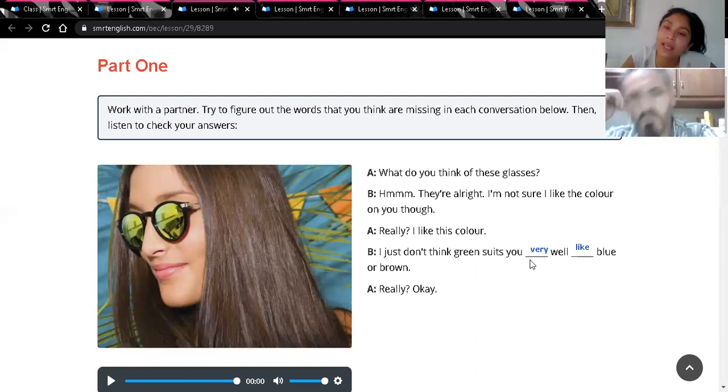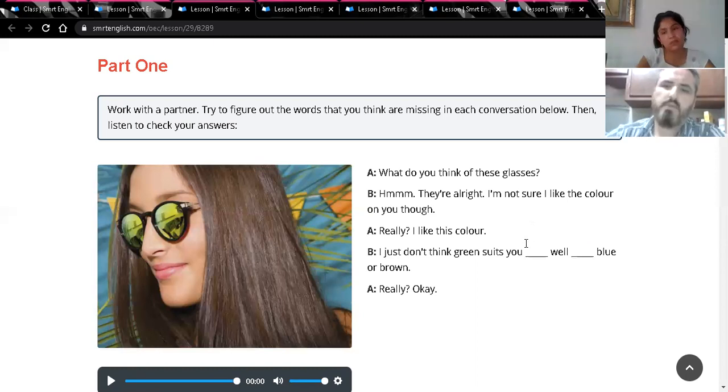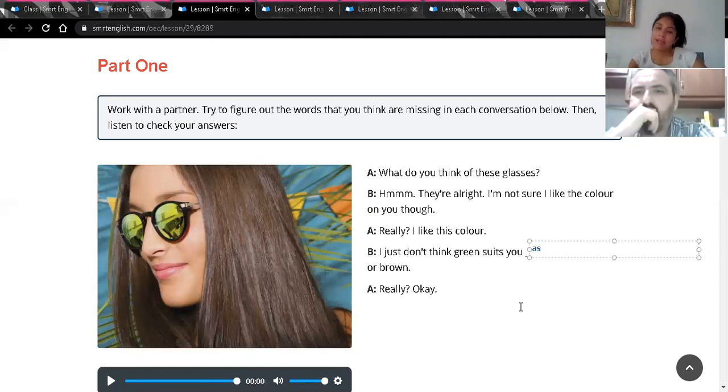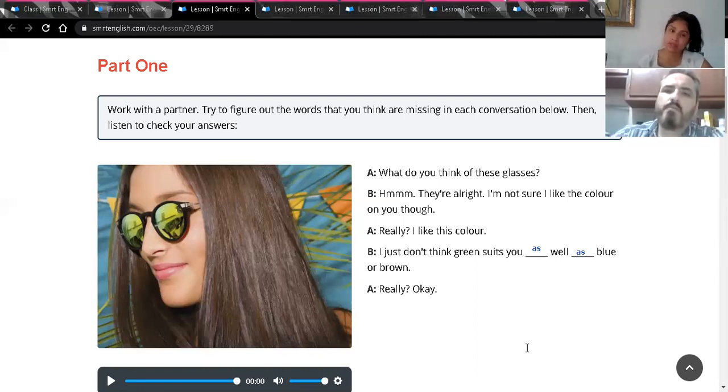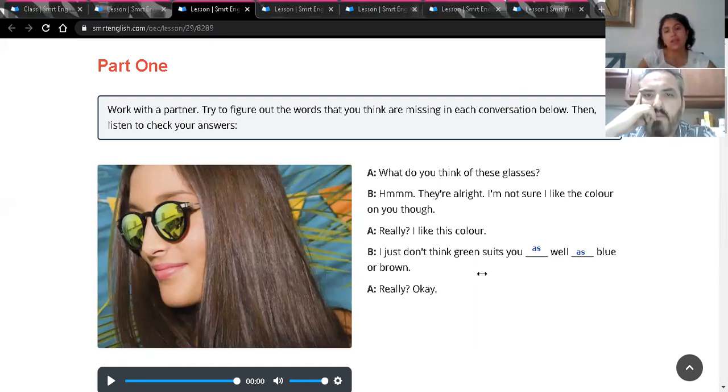Okay. So it wasn't "very," it was "as well." As well as blue or brown. What do you think this means? I just don't think green suits you as well as blue or brown. What is the person trying to say? También como azul o café. So this person is saying that blue or brown is better than green, right? Yeah. Okay, let's go to the next one.